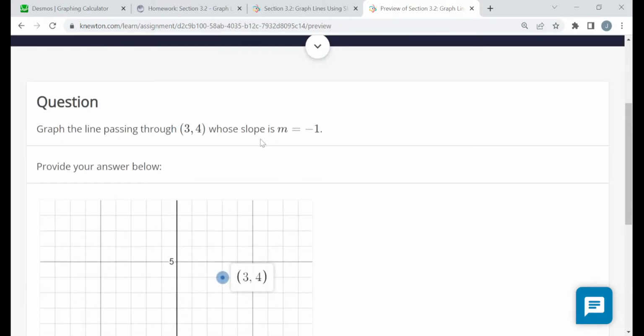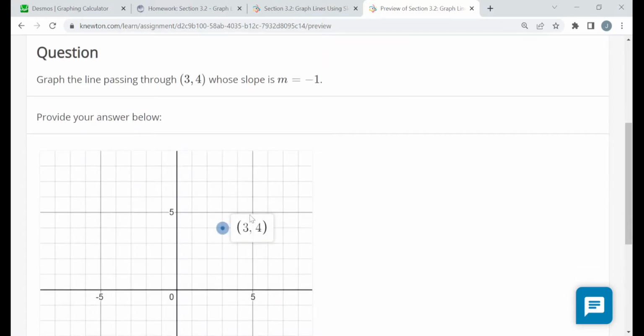And I want the slope of this line to be negative 1. So the numerator is negative 1. The denominator is positive 1. Again, if there's no denominator, you can always say the denominator is positive 1. So the rise is negative 1. So from this point 3, 4, I go down 1. The rise is negative 1. And then the run, the denominator, the change in x, is positive 1. So I go right 1 again.